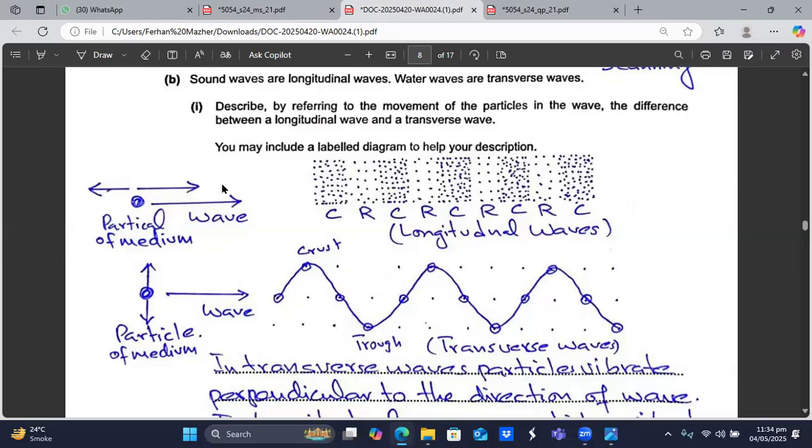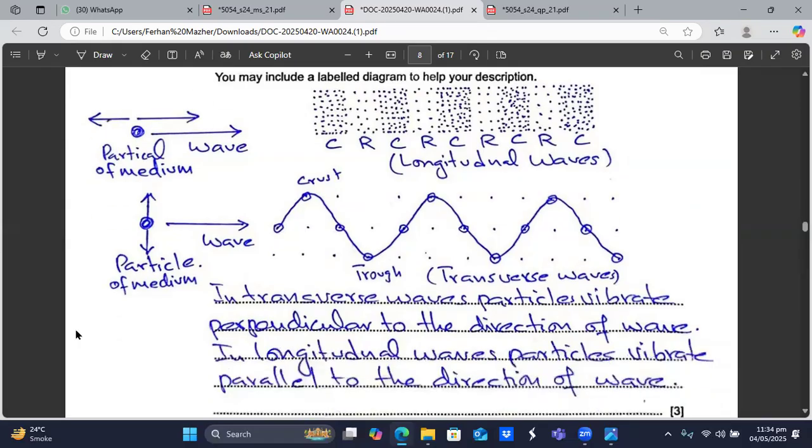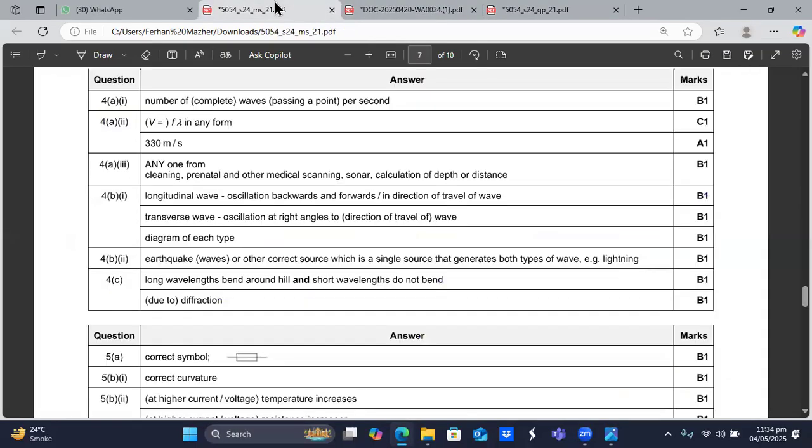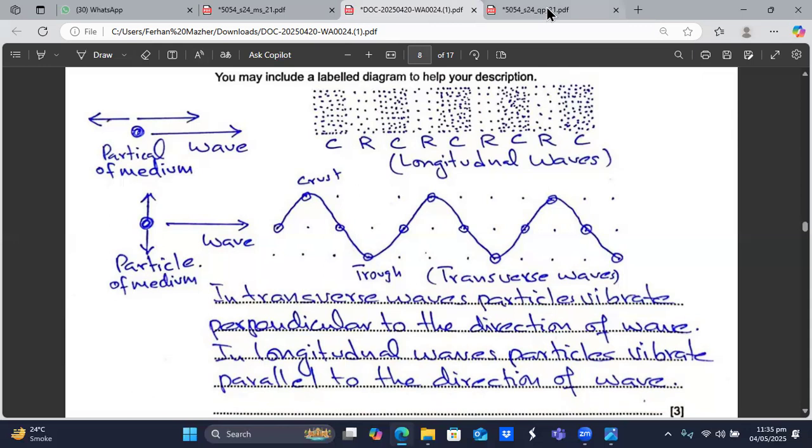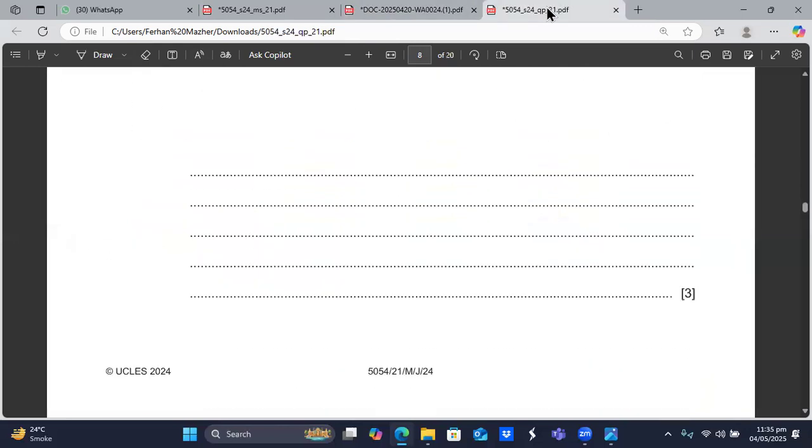In the longitudinal wave, the wave is going towards the right, and the particles of the medium are moving parallel to the direction of the wave. They are vibrating parallel to the direction of the wave. And in the transverse wave, the wave is going towards the right, so the particles of the medium are moving perpendicular to the direction of the wave. So draw these diagrams. In transverse waves, the particles vibrate perpendicular to the direction of the wave. In longitudinal waves, the particles vibrate parallel to the direction of the wave. This is a very famous question. I hope you understand.